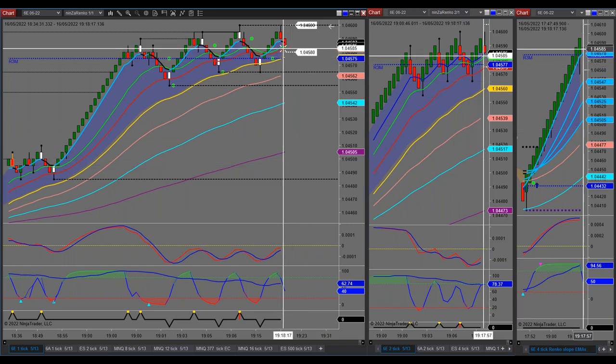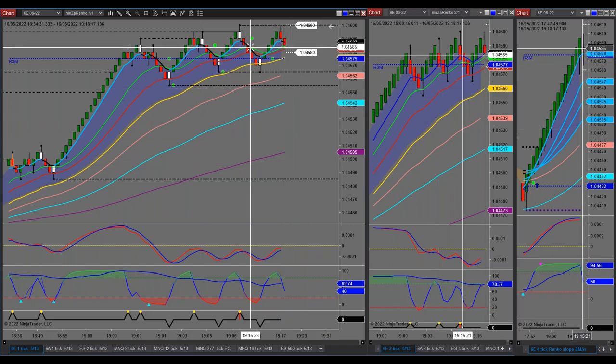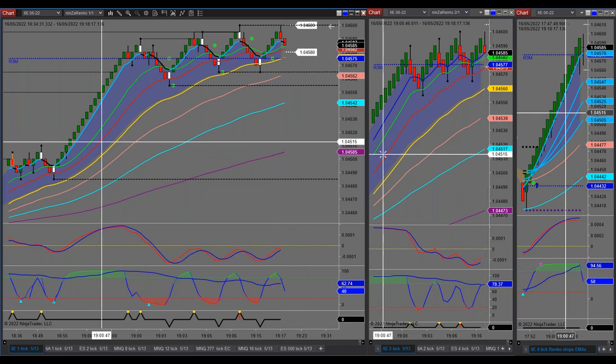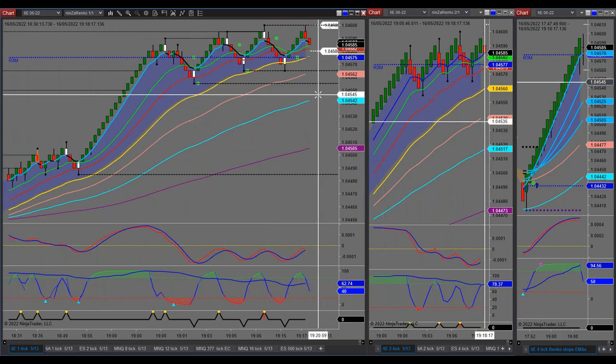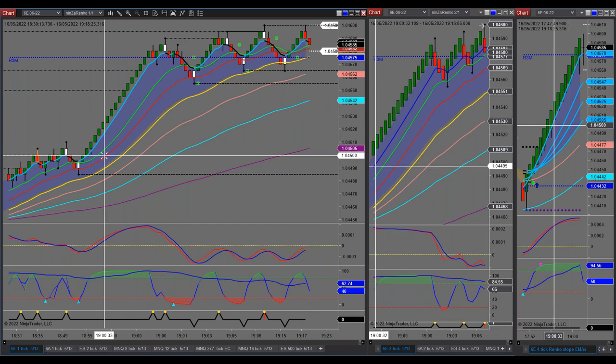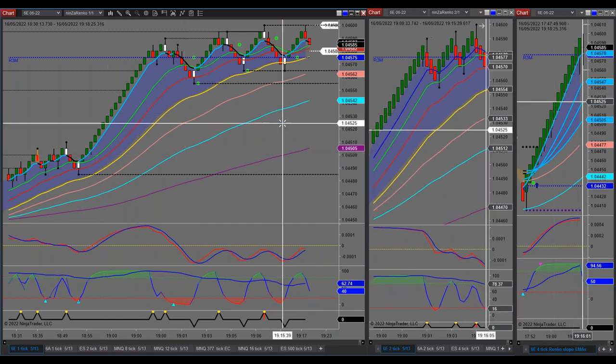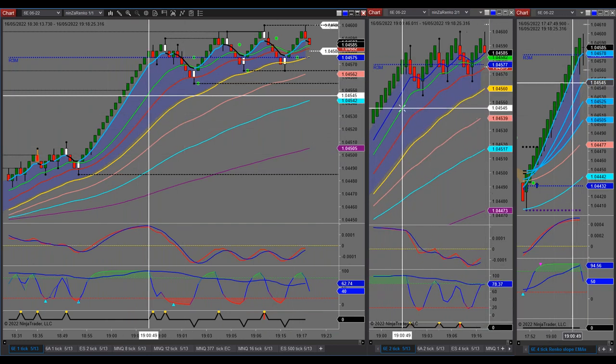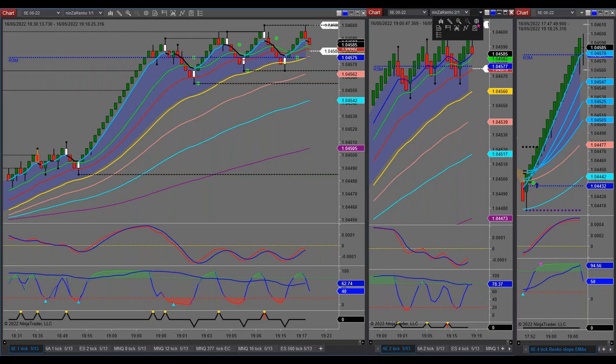But where do we target when we have these divergence trades? I won't go into the rules why, but the 89 EMA. It can always continue. However, we'll come back to this, and we'll see shortly whether or not we pulled back to the 89.